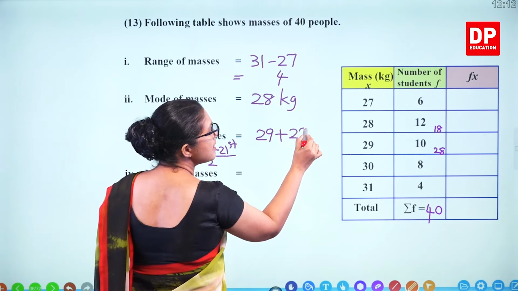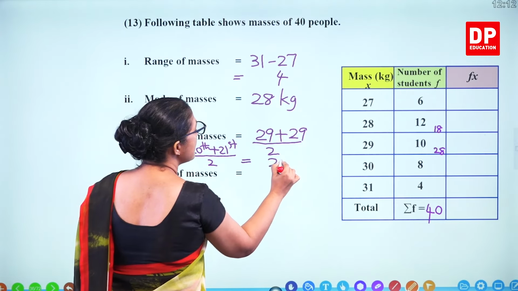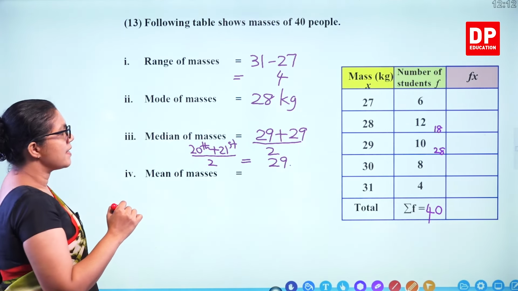Because it's in between 18th and 28th, you divide by 2. So you get 29 as the median mass.